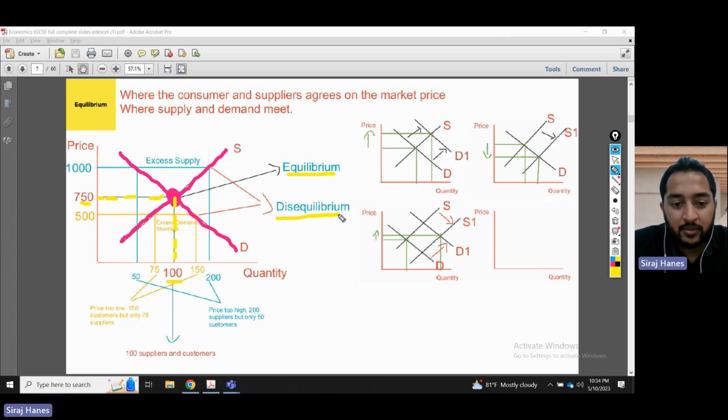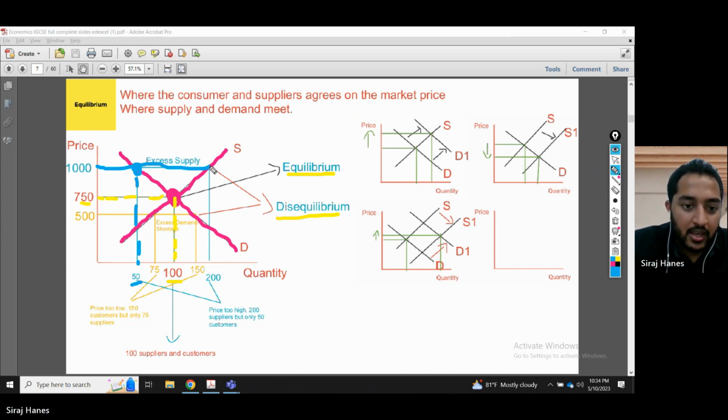What does disequilibrium mean? Disequilibrium means we know that the market price is 750, but we go and charge a higher price. At this higher price of 1,000, you can see where it touches the demand curve. How many people? 50 people. Only 50 people demand this good. And where it touches the supply curve, because the price is high, suppliers will supply more. There'll be 200 people supplying. You know what happens? Price is too high. 200 suppliers, but only 50 customers. There's excess supply. There's too many suppliers now.